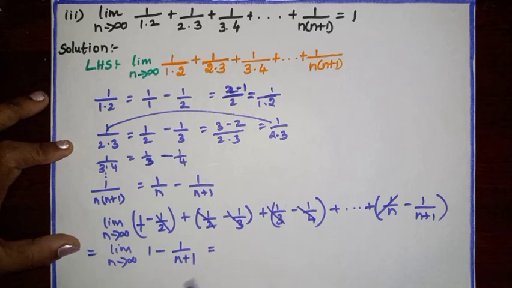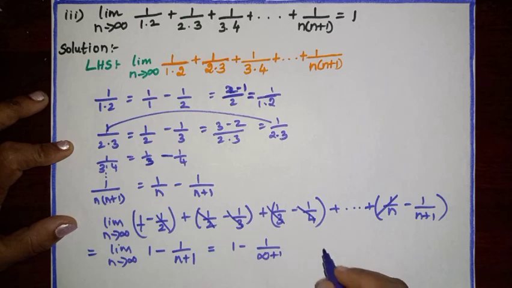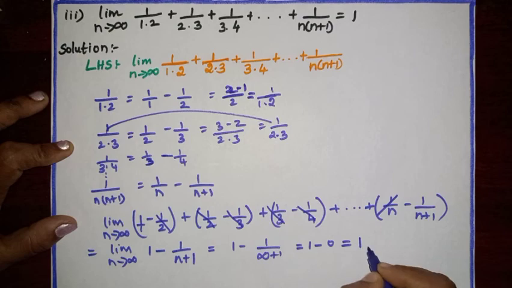Now substitute n as infinity. Then we get 1 minus 1 by infinity plus 1. Anything divided by infinity will become 0, which is equal to 1 minus 0, which is equal to 1.